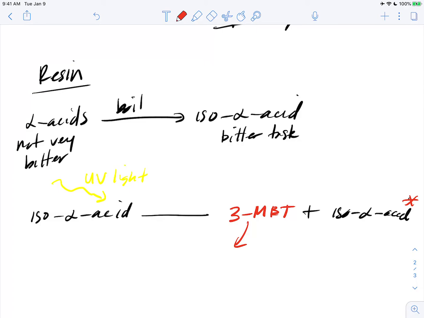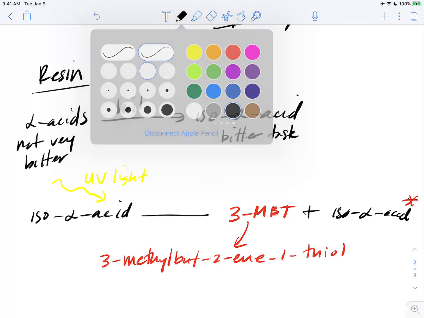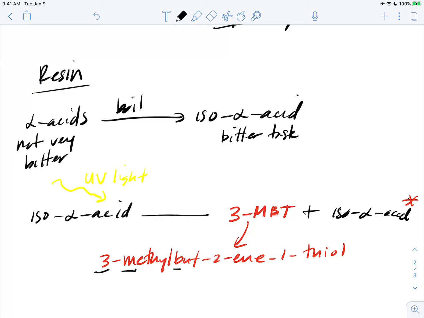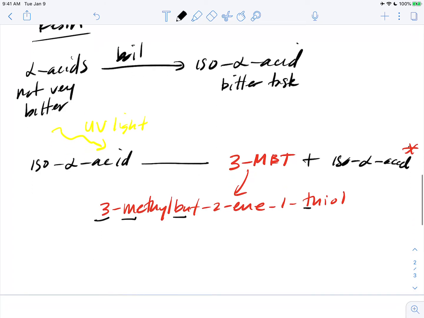And this is actually a very long name. We'll just do it because we like to impress people with big words. We have 3-methyl-but-2-ene-1-thiol. And you can see why we have 3-MBT, that's where that name comes from. And the structure of this is not actually as intimidating as the name.